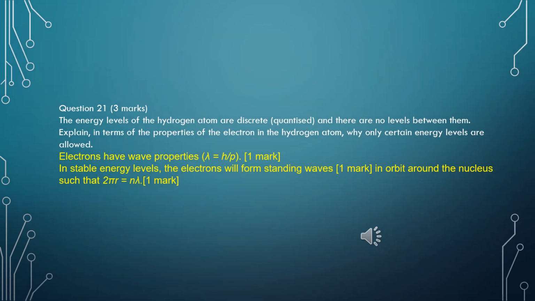Explain the quantized energy levels. Electrons have wave properties. In stable energy levels, the electrons will form standing waves and orbit around the nucleus such that the perimeter of the circumference is a whole number of wavelengths.